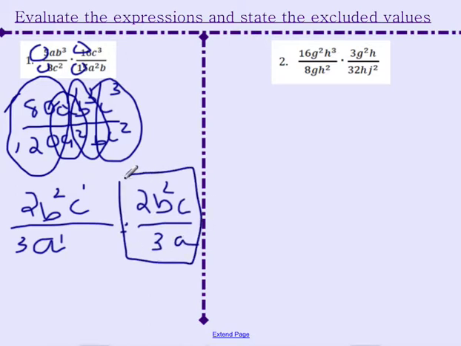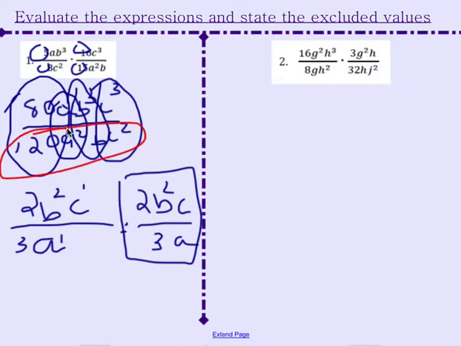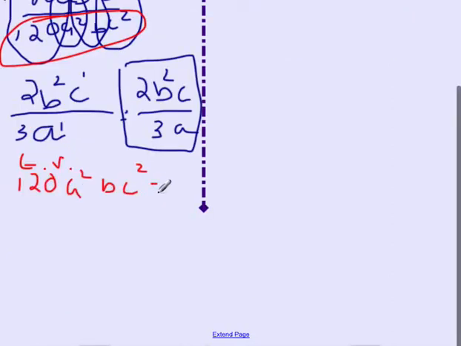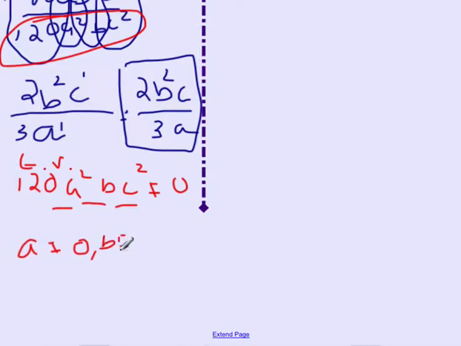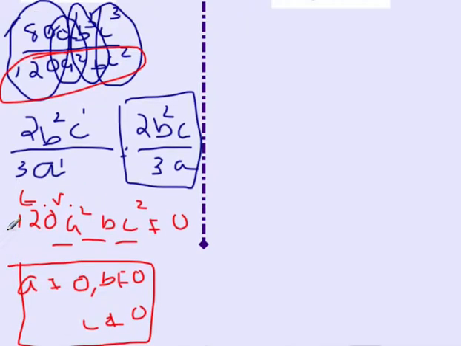So that's your simplified version, but we need to remember to write out any excluded values. So we need to look at the denominator once we've multiplied. We had 120 a squared b c squared for our excluded value. And then what we needed to do is set that so that it does not equal 0. So none of these letters can equal 0, because if they do, then the expression itself would have a 0 on the bottom, which we don't want. So those are our excluded values. A cannot be 0, B cannot be 0, and C cannot be 0.